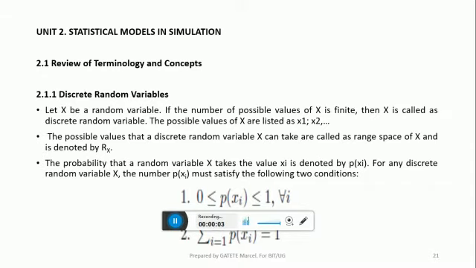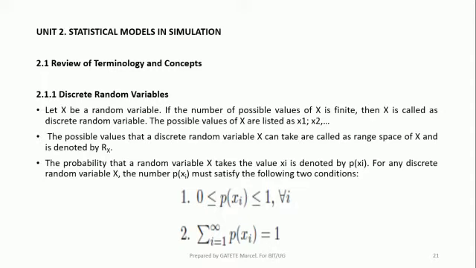Dear students, we are going to see the second unit. The second unit is entitled Statistical Model and Simulation. So here we are going to use statistics and probabilities in simulation. So this type of simulation is going to be using mathematical concepts.